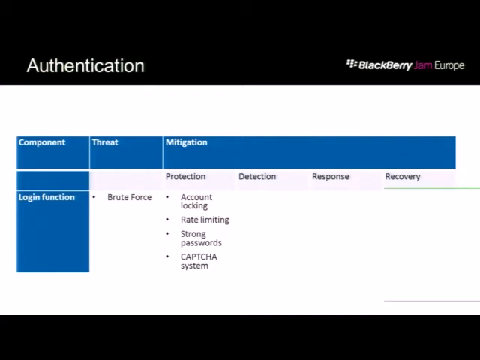So I prefer rate limiting, where instead of locking the account, you make it harder to brute force because you increase the time to respond after each attempt to log in, which kind of targets the attacker. It's attacking the device, but doesn't prevent the legitimate user from then logging in later on. Obviously, strong passwords help, and CAPTCHA.